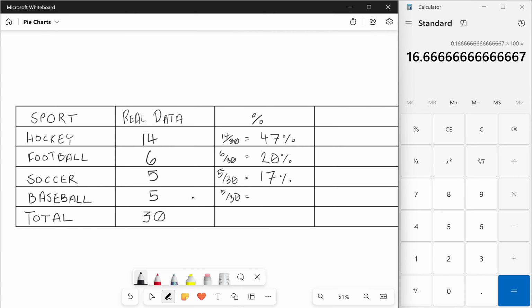And we're lucky that these two data sets are the same. 5 students liked soccer, 17%. 5 students liked baseball. We don't need to do the math again, 17%.